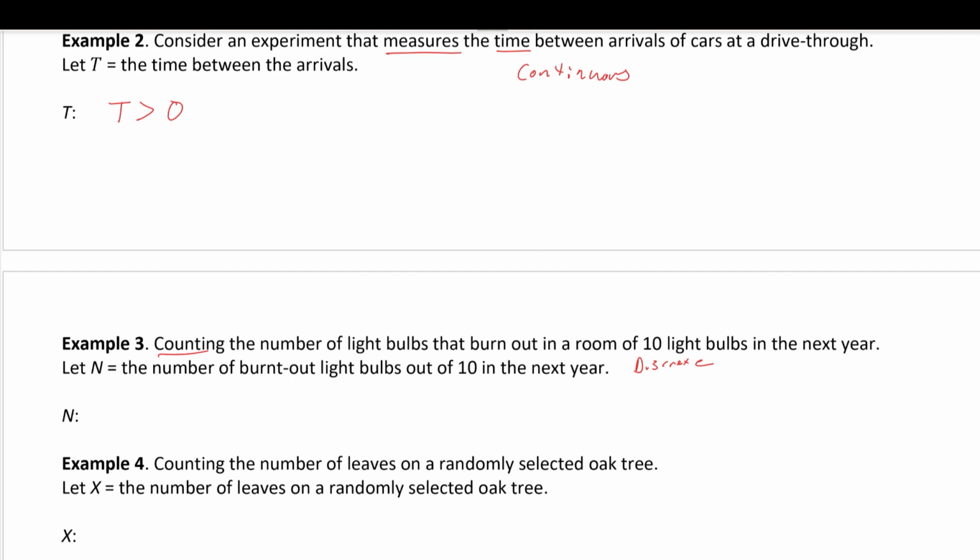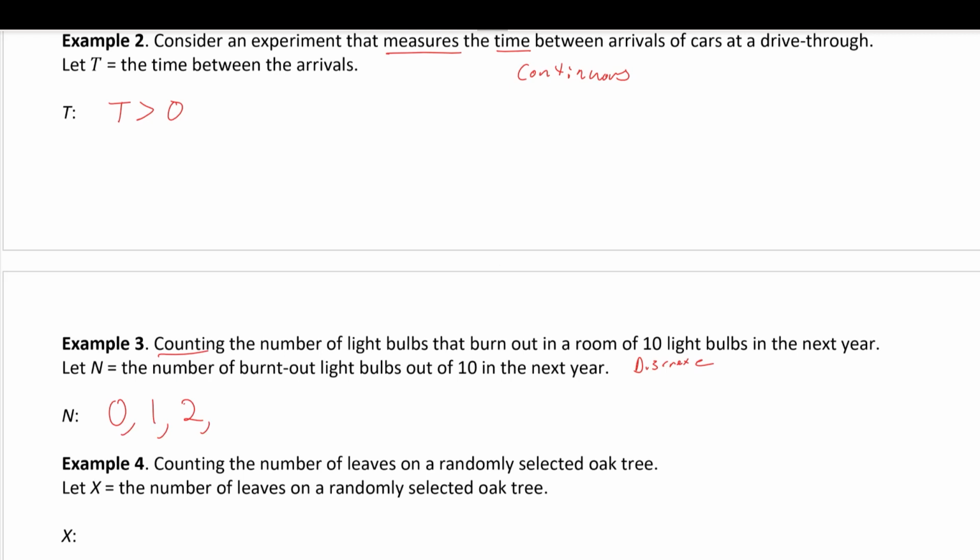Can there be 0 light bulbs that burn out in the next year? Yeah, well, if they're all really good quality light bulbs, they should last a year, right? So there's a good probability that they would all last a year and none of them will burn out. There's a probability that one of them will burn out. There's a probability that 2 of them will burn out.